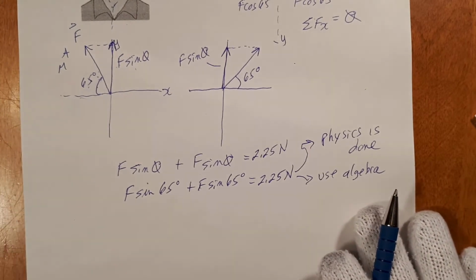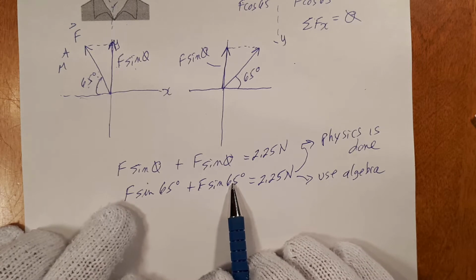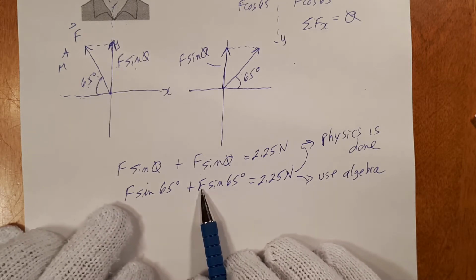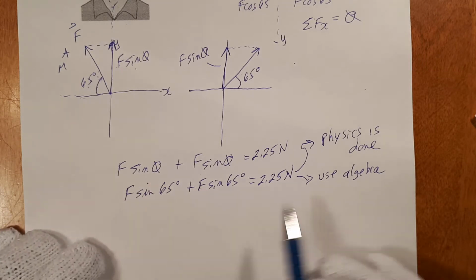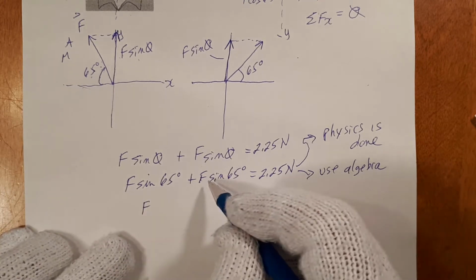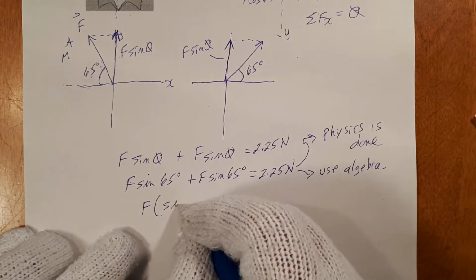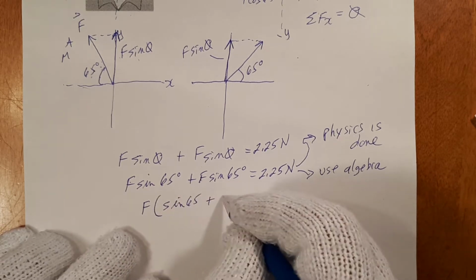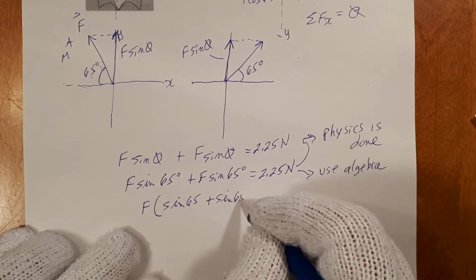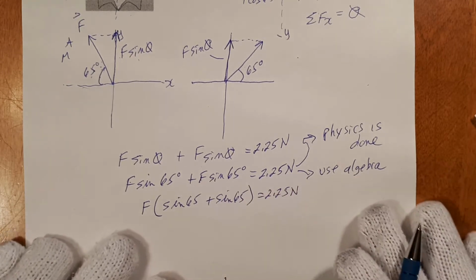There's a couple of different ways we can solve this, but I'm going to factor out the value of f. These are two terms. Each of them has the value of f within it, so I'm going to factor the value of f out of each term, and it looks like this, factoring out f from this term and from that term. f times (sine 65 plus sine 65) is equal to 2.25 newtons.